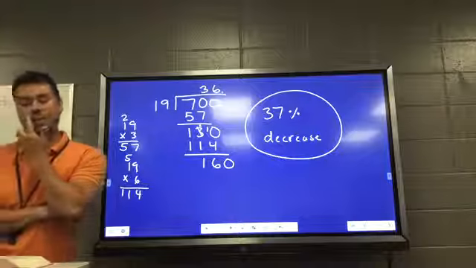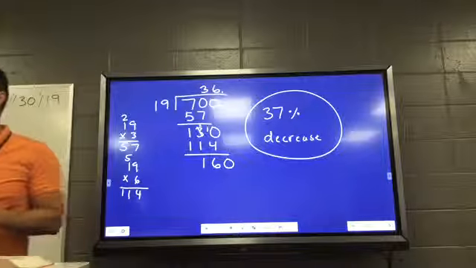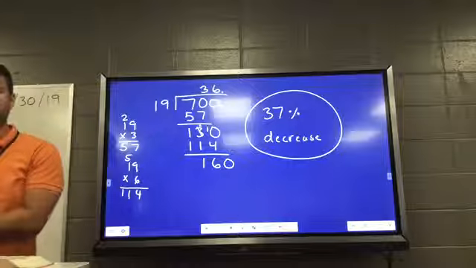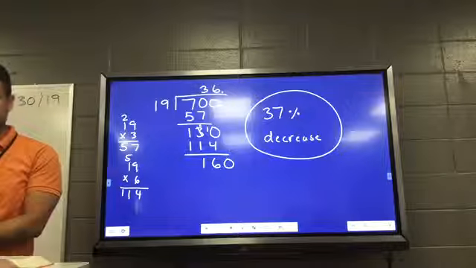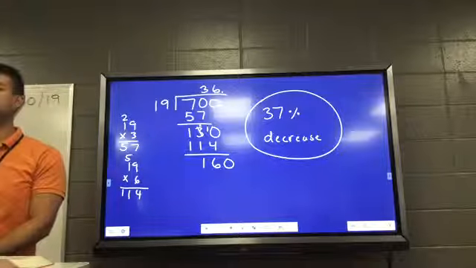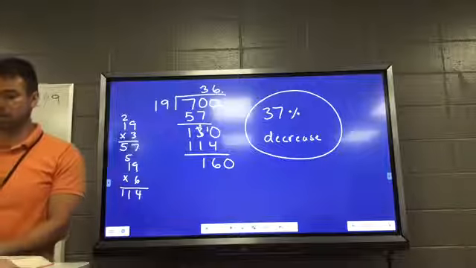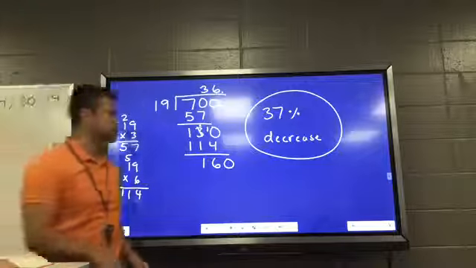On page 227, I want you to do number 1 on the try these. 227, number 1 on the try these. You have to give me the percent of change and tell me increase or decrease. On number 1. Try these, number 1.